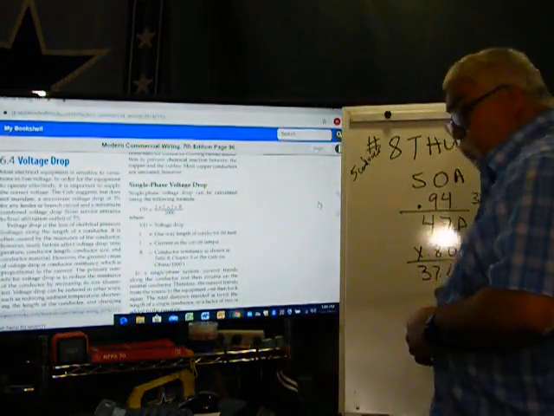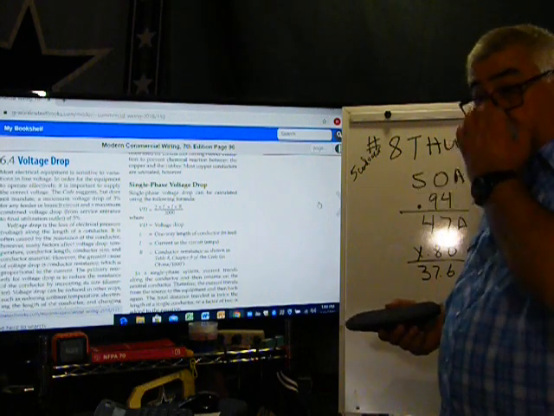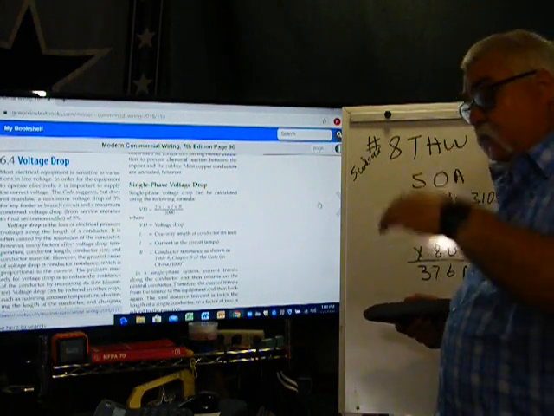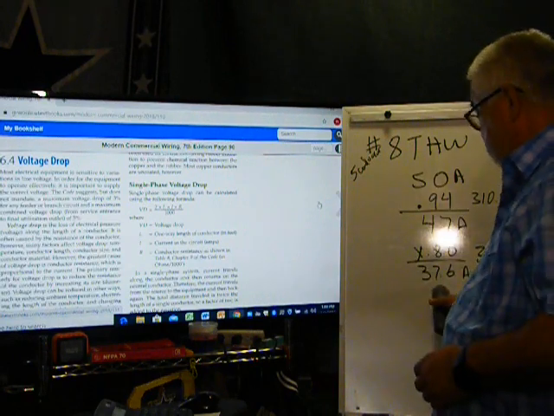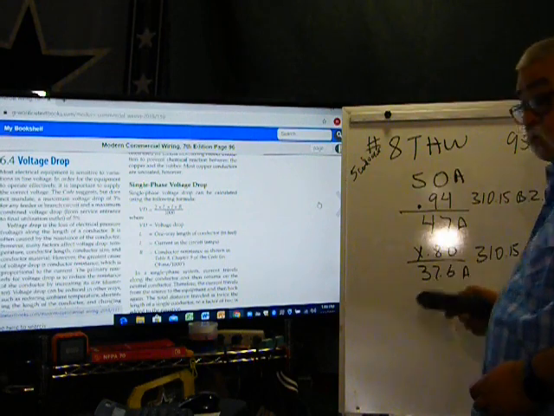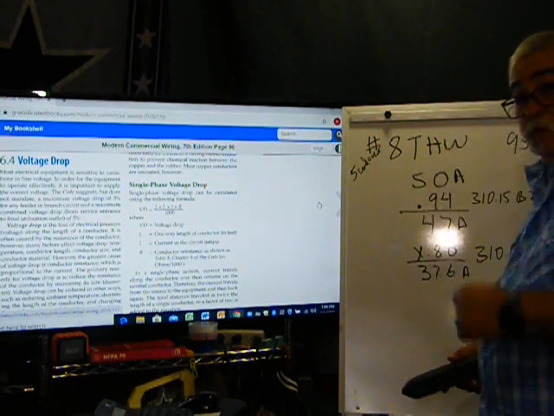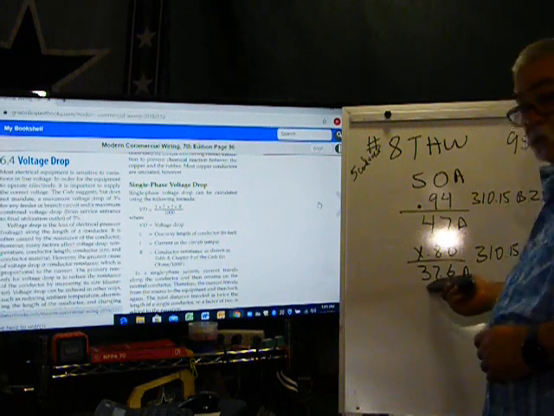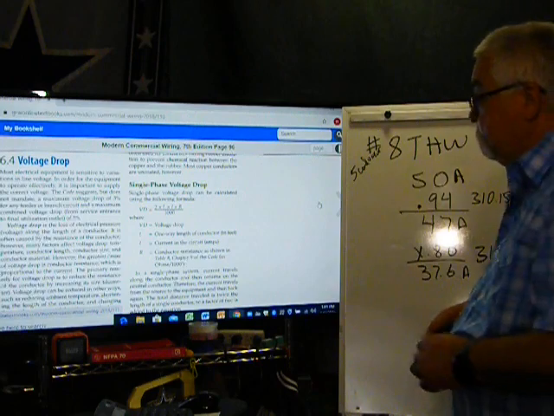Here, my biggest breaker I can use is a 35 amp breaker, as long as it's not a feeder to a panel. If it was a feeder to a panel, I can bump it up to a 40. But if it's feeding a branch circuit, 35 amps. That's it. Because I corrected the wire from 50 amps down to 37.6. Well, I can't go up, I have to go down, because I can't exceed the rating of the wire. The rating of the wire is only 37.6 amps.